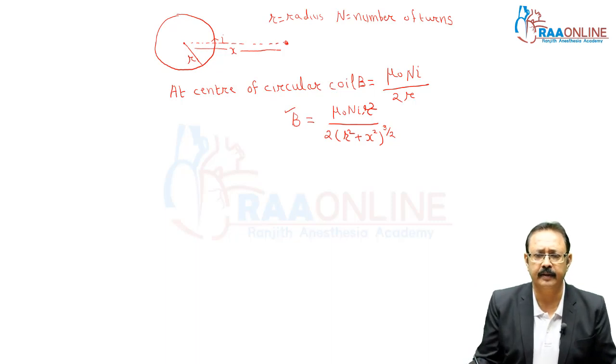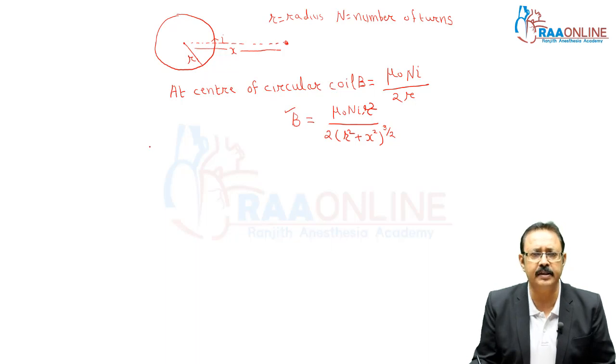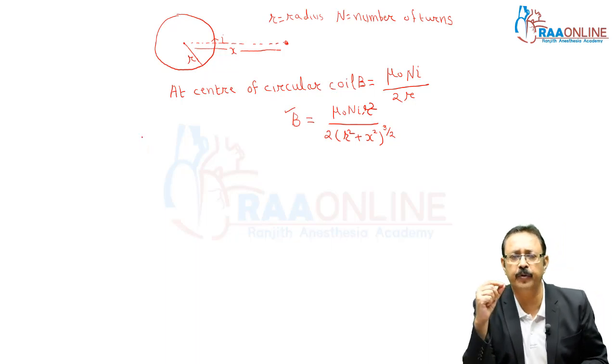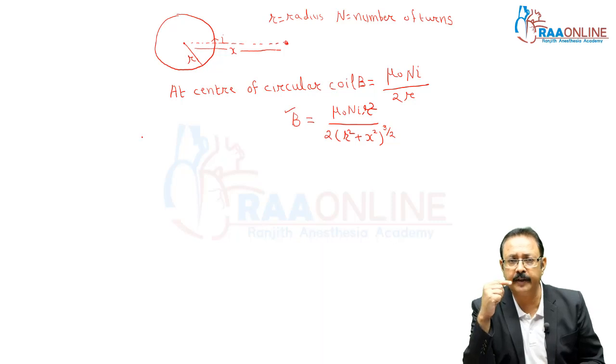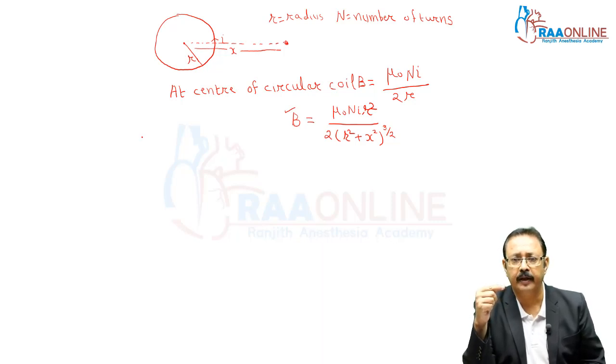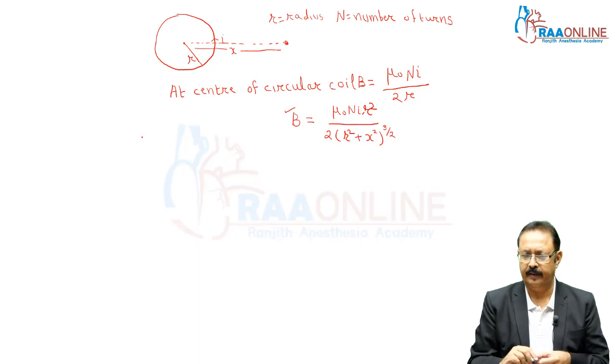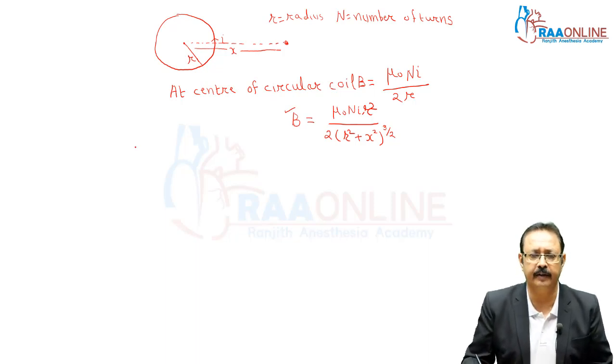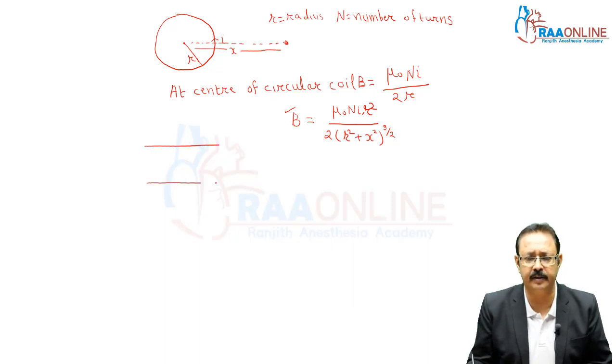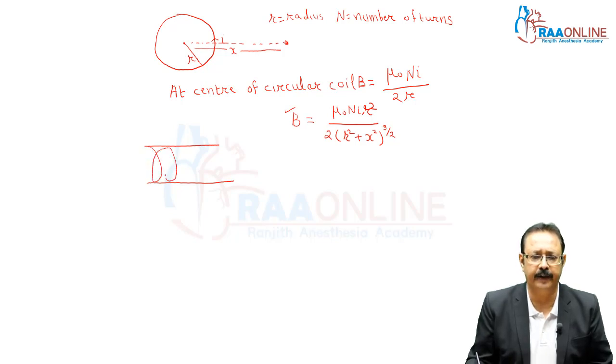Next geometrical figure was solenoid. What is a solenoid? If you put a wire tightly in helix shape, it is known as solenoid. Means we are taking one non-conducting surface and winding a wire on this, so you will get this. It is solenoid.